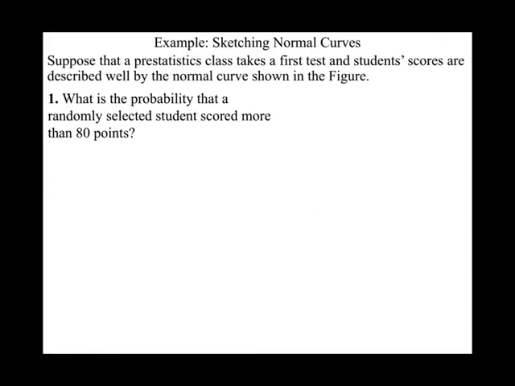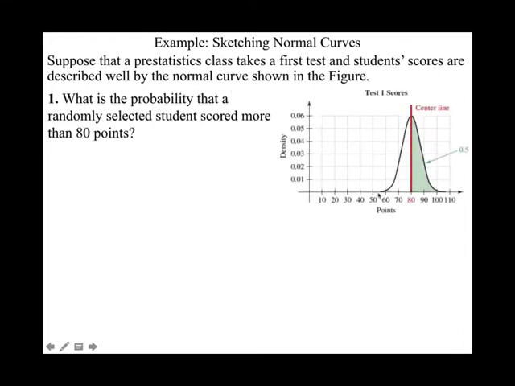Example, sketching the normal curve. Suppose that a pre-statistics class takes a first test and the student scores are described well by the normal curve shown in the figure. So you could see, highlight this one, normal curve. So you know normal distribution, that will be the bell shape. Frequency starts low, reaches the maximum, goes back to low again, and it's about symmetric. Okay, so this means a normal curve.